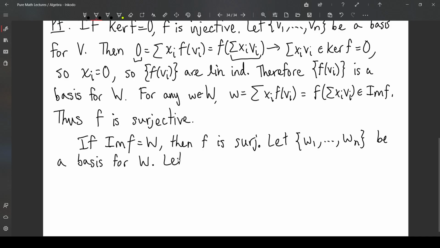Okay. So let v sub i in v be such that f of v sub i is w sub i. So these v sub i might not be unique a priori, right? But what I'm using here is the fact that f is surjective. So for each w sub i, I know that I can write that w value as an image of an element in v. So that's how I'm getting these v sub i values.